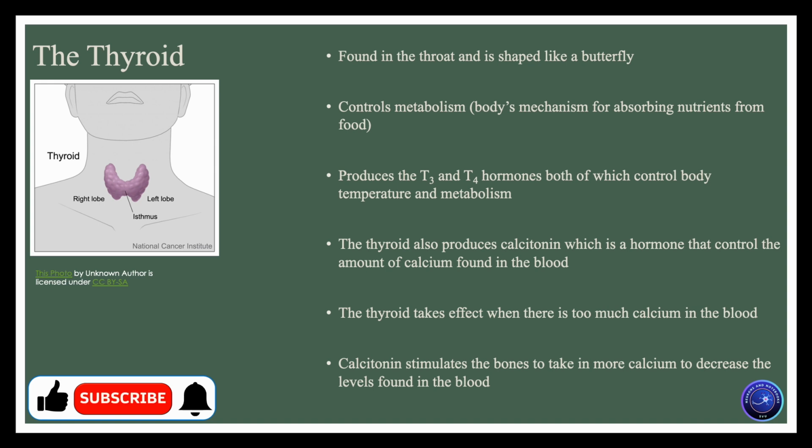The thyroid also produces what is called calcitonin, which basically regulates the amount of calcium found in the blood. So if the blood has too much calcium, the thyroid will release calcitonin, which stimulates the bones to take in more calcium to decrease the calcium levels found in the blood. So remember, the thyroid works when there is too much calcium in the blood. When there's too little calcium in the blood, another gland will take effect, but that will be discussed in a later video. So again, the thyroid takes control when there's too much calcium in the blood. It releases calcitonin to stimulate calcium increase in the bones to decrease it in the blood.